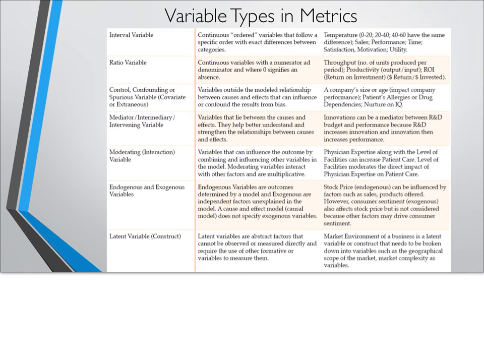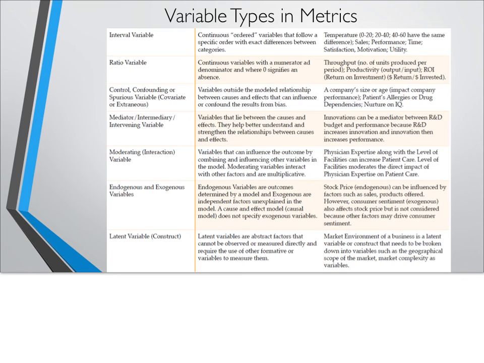And if the multiplicative term has the strongest influence, then you would say yes, it is truly very important to consider both together rather than separately. Then you've got endogenous and exogenous variables. Now, endogenous variables are outcomes determined by a model, and exogenous variables are independent factors unexplained in the model. So a cause and effect model does not specify exogenous variables.